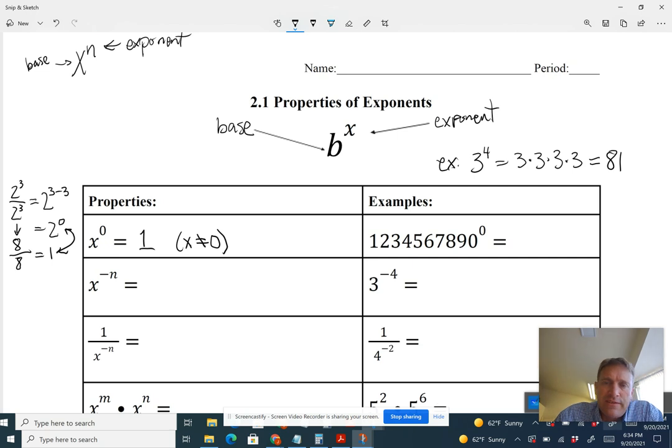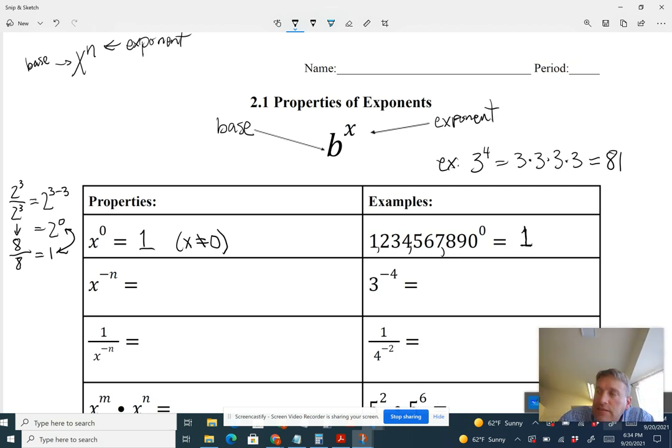And so over here in this example, let's see, what number would that even be here? 1,234,567,890 raised to the 0 power. It's just 1.